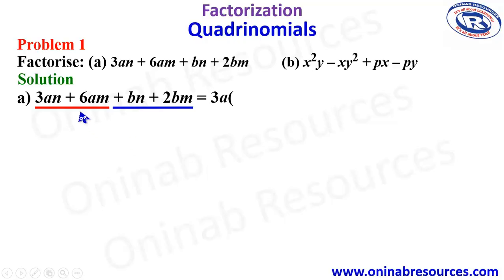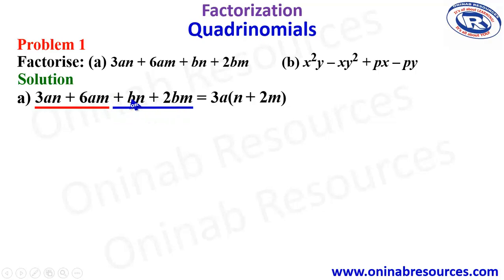So we then open bracket, 3an divided by 3a will be left with n. So we have plus here, which is the connector. Then plus 6am divided by 3a will be left with 2m. We then close the bracket. We are done with the first part.